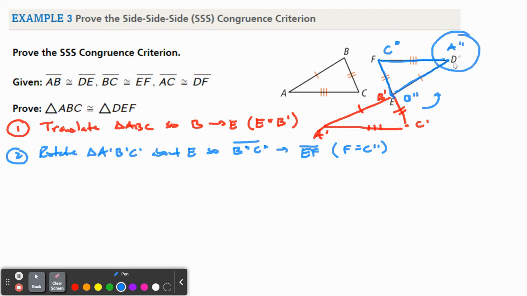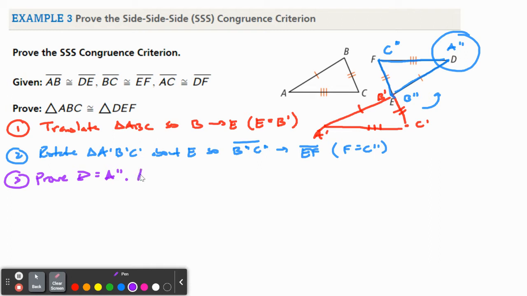But now the question is here, right? Do we know that A double prime lines up with D? And that's where this herky-jerky proof comes into play. So step 3. We need to prove that D is equal to A double prime.